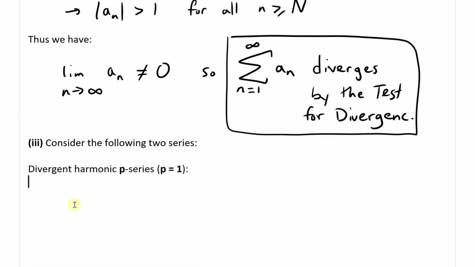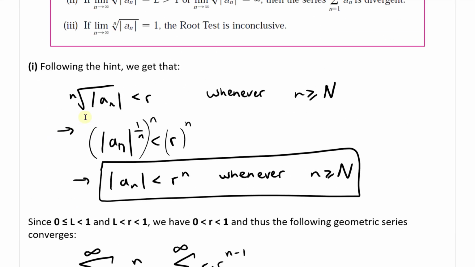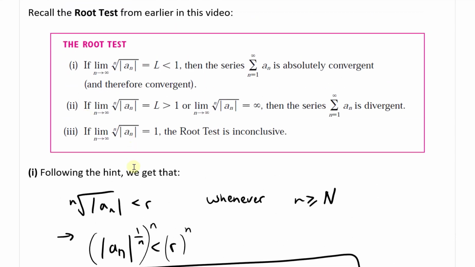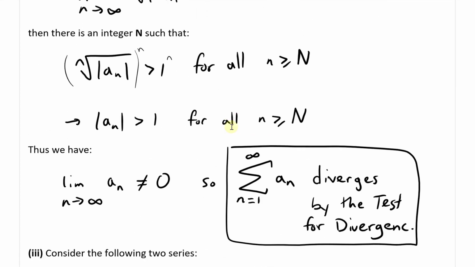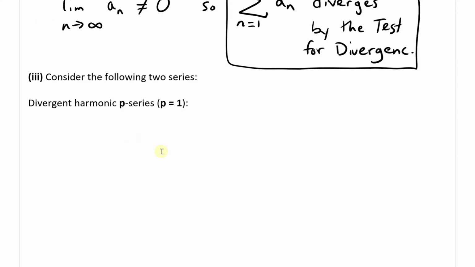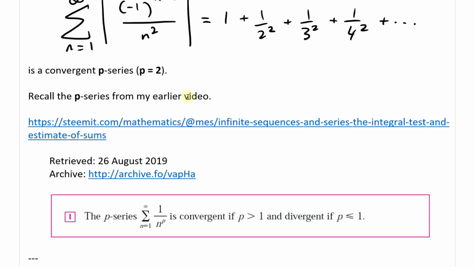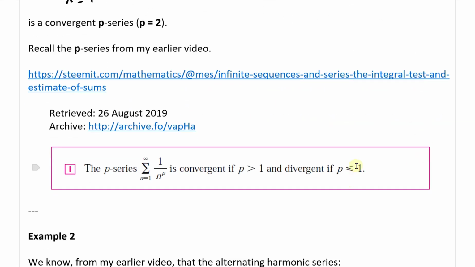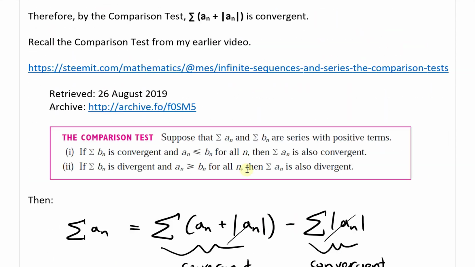All right, so now let's look at part III, or part 3. This one says, if the limit as n approaches infinity of the nth root of the absolute value of an equals 1, the root test is inconclusive. The solutions manual considers the following two series: the divergent harmonic P series where P equals 1. Recall, if P is less than or equal to 1, the series 1 over n^p is divergent, and it is convergent if P is greater than 1. Just a recap.